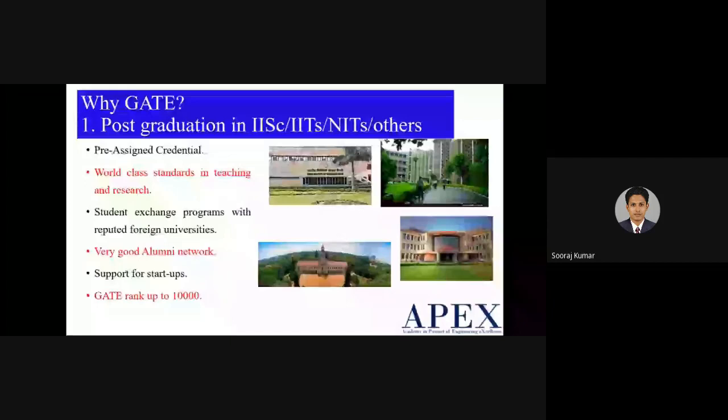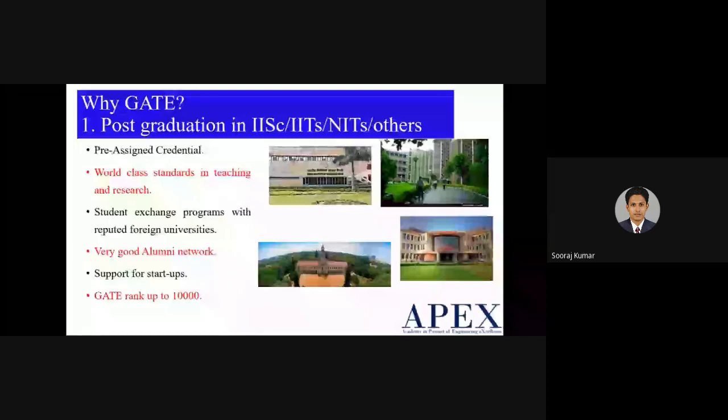Second thing, student exchange program with reputed foreign universities. One of the problems we have here is we think we have to do GRE and go out of India, only then the scope is huge. That is true. Some of the best universities in the world, if you go there, it is always better. I'm not denying that fact.